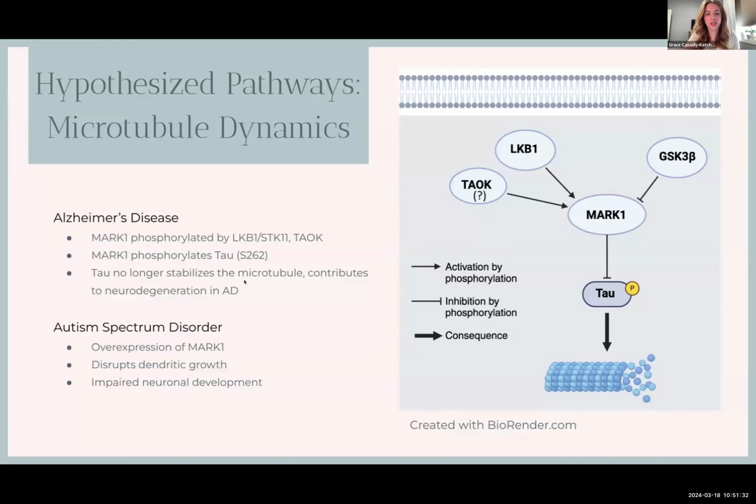One of the expected pathways that this is involved in is microtubule dynamics within Alzheimer's disease, because overexpression and increased activity of MARC1 can lead to the hyperphosphorylation of tau, and that inhibits its ability to stabilize microtubules and then contributes to neurodegeneration in Alzheimer's disease. Similarly, the overexpression of MARC1 can disrupt dendritic growth and impair neuronal development within autism spectrum disorder.